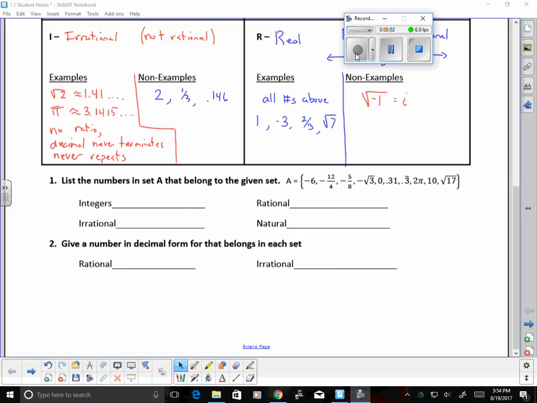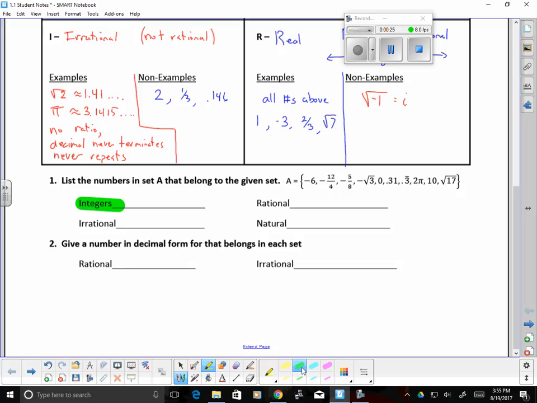All right, let's see how you did. So here we have a set of numbers, A, all these numbers, and we're trying to list which ones belong to the given set. So let's look at integers first. If you remember, integers were the counting numbers. They also include 0, and they would also include the negatives of the whole numbers.